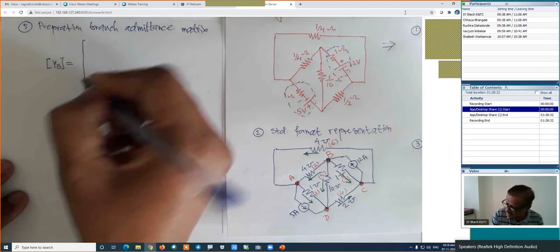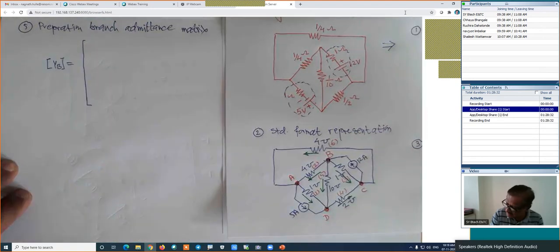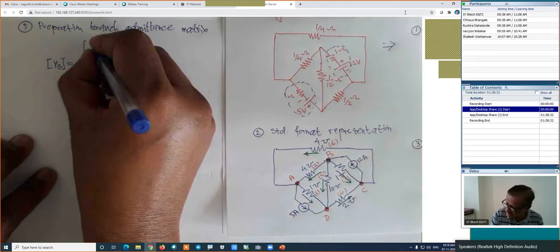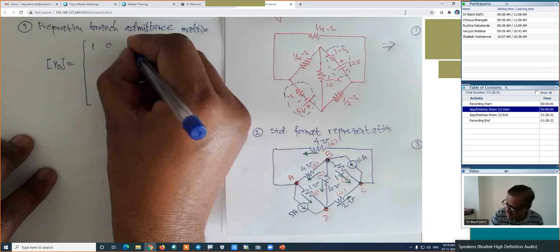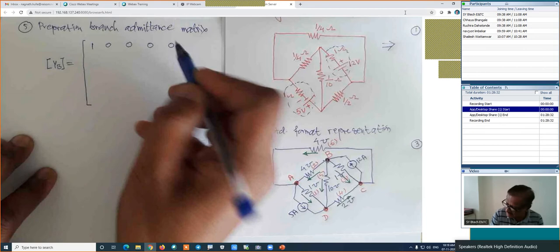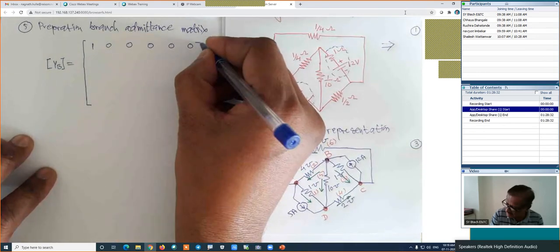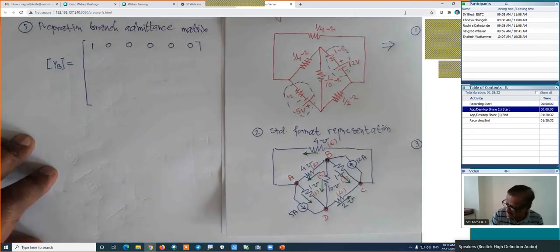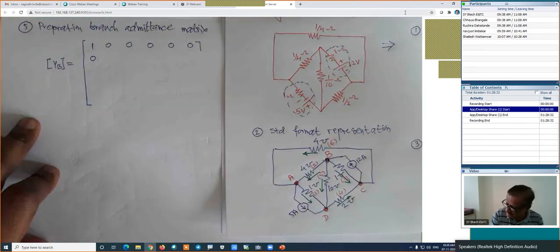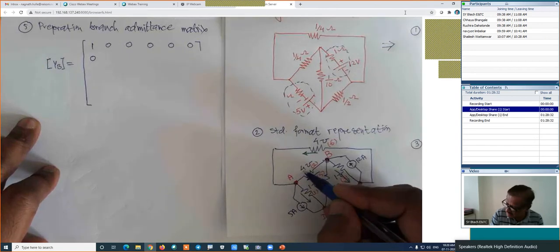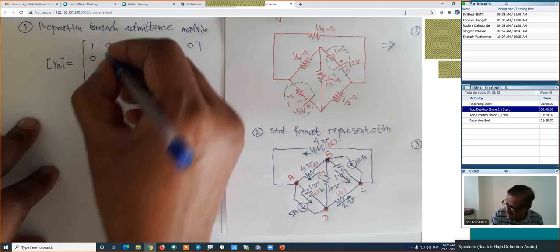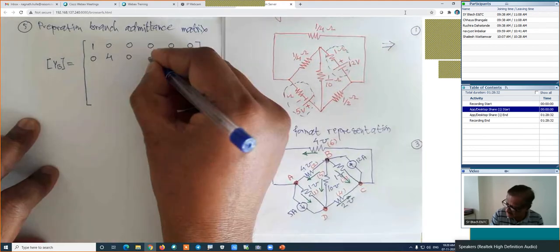Now I will do the entry of the first branch. What is the admittance of the first branch? It is 1 mho. Then the remaining entries are 0. These are the entries for the branch number 1. For the branch number 2, its admittance is 4 mho, so the entry is 4, and the others are 0.